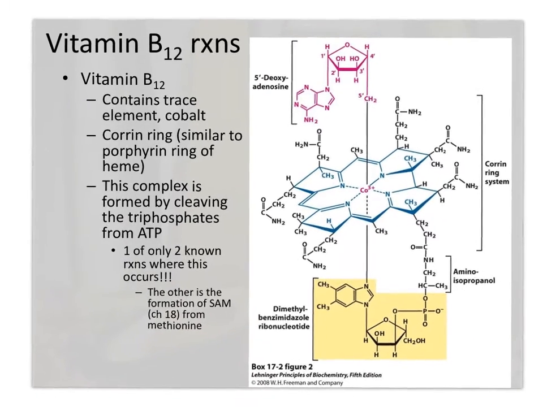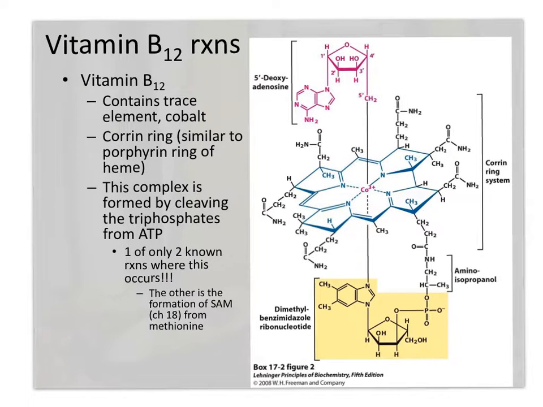And one of the interesting things about vitamin B12 is it actually utilizes cobalt. Okay? And so cobalt is a trace element that we do need. We don't need very much of it, but we do need some cobalt in order for this to be able to make cobalamin and vitamin B12. It has a ring that's very similar to what we saw with heme. But with heme, what was the metal ion that was used? It was iron. Okay, but this one's called a corrin ring, but it's very similar in many ways to the porphyrin ring.